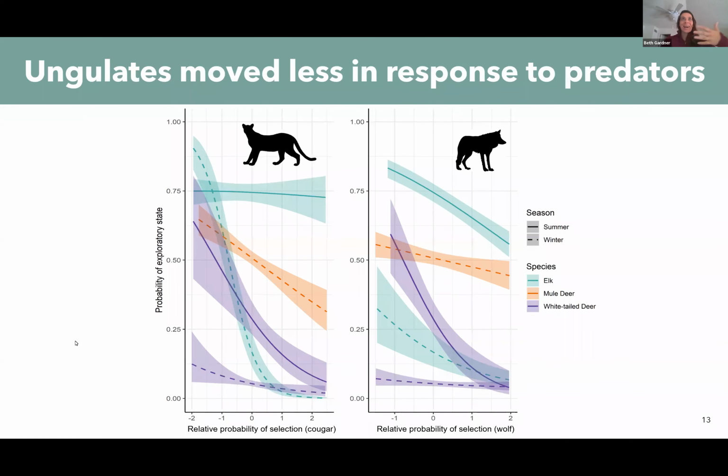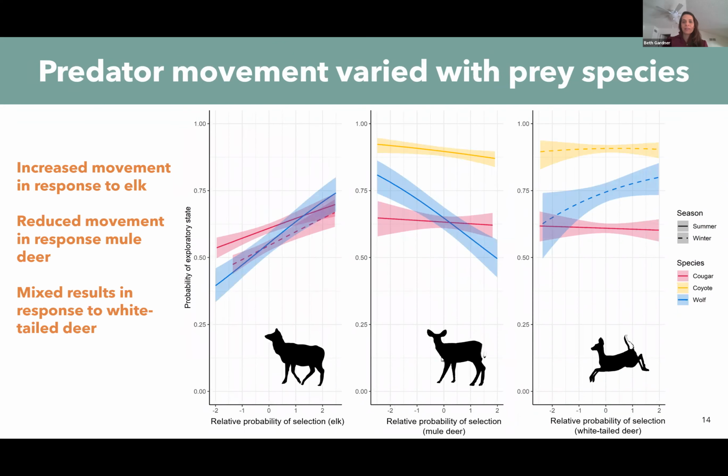Now we can flip that and look at how the predators are changing their movement in response to the prey. Along the bottom, I have elk, mule deer, and white-tailed deer. And again, on the axis, it goes from less likely to have an elk there to more likely. Then we have 3 colors here: cougar, coyote, and wolf. The cougar are pink, coyote are yellow, wolf are blue. So for cougar and wolf, we have an increase in their likelihood of becoming exploratory as there are more elk. For the mule deer, we see a little bit of a mixed response between the predators, and similarly for the white-tailed deer. So in general, we had pretty much different responses from the predator to the different prey species.